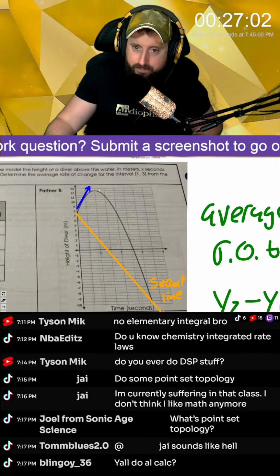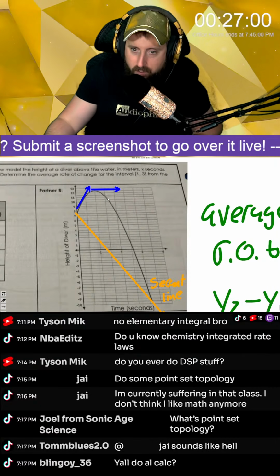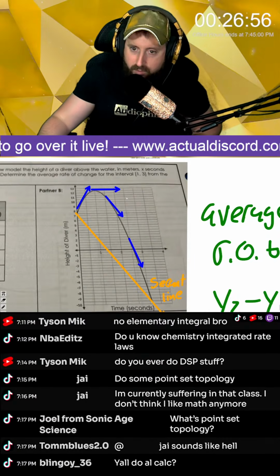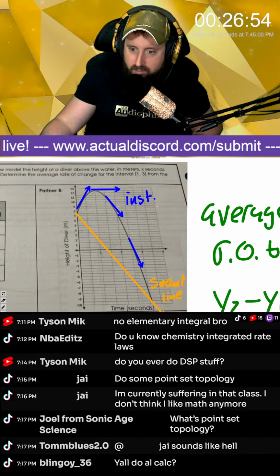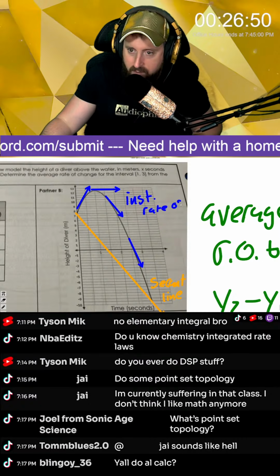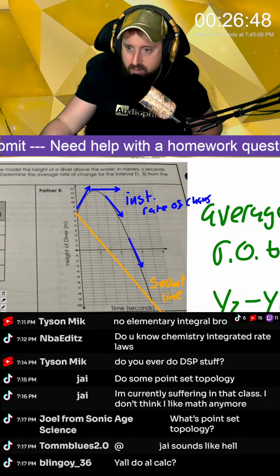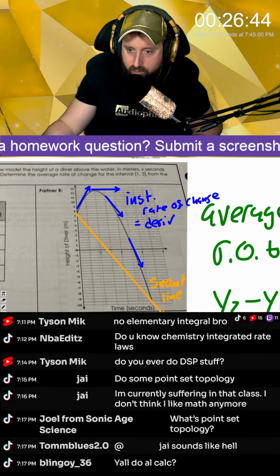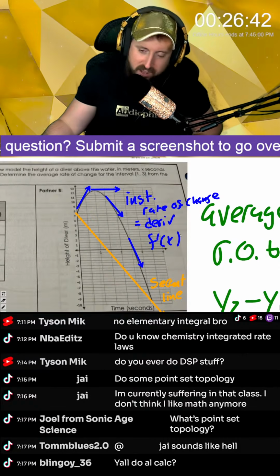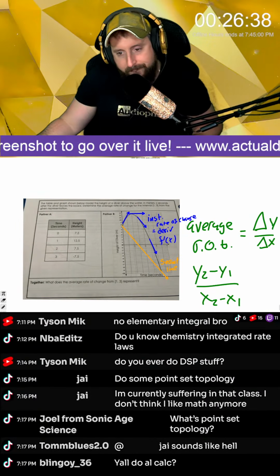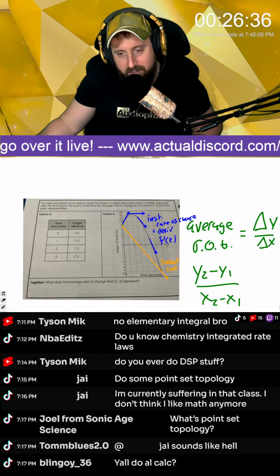These lines right here, if you were to do them like this, is called the instantaneous rate of change. And it's where you're going at that moment. That's also equal to the derivative, or we could say f prime of x. I think in this case it's f prime of t. So, yeah, that's what they represent.